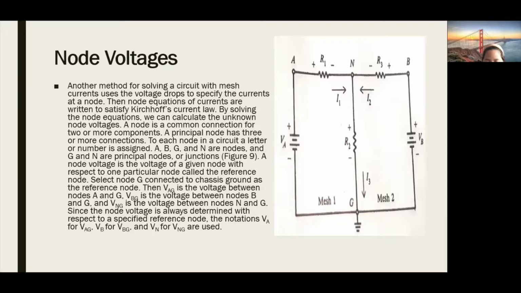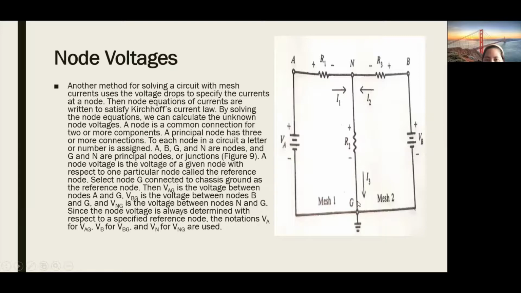Since the node voltage is always determined with respect to the specified reference node, again, the notations VAG, VBG, and VNG are used. So here in figure 4-9, to each node in a circuit, a letter or number is assigned. So we have A, B, G, and N. Okay? So are the nodes.